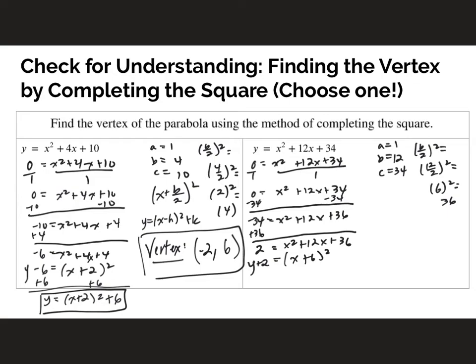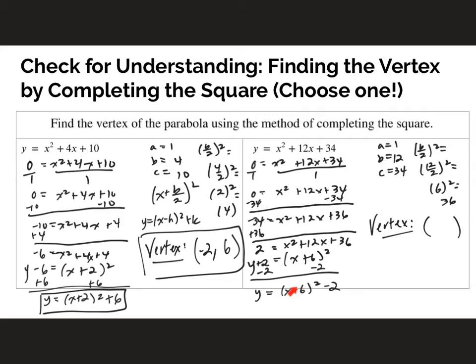So now I'm just going to isolate my y. So I isolate my y by getting rid of that plus 2. And I'm going to do that by subtracting 2 on both sides. And I end up with y equals x plus 6 squared minus 2. And so now I can identify my vertex.